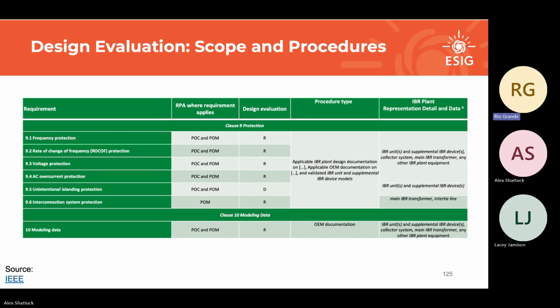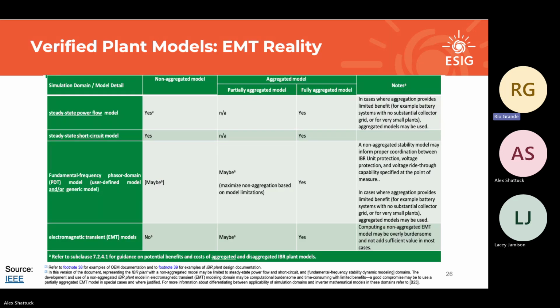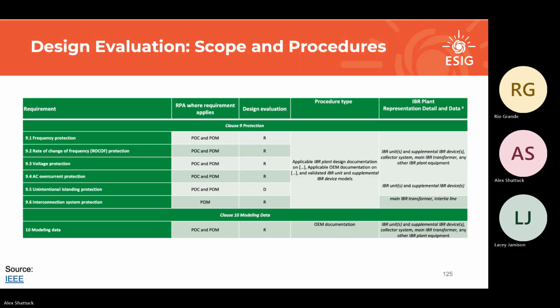Voltage protection, basically just like PRC 29. AC overcurrent is different, but that's another test you want to run, based on the parameterization there. Unnatural islanding, interconnection system protection are the other tests that you do for protection. And the last one is modeling data, and that's basically documentation review. That's one of the verified steps of the design evaluation. So checking your modeling data, checking it against OEM documentation, the documentation of the supplemental devices, all of that. So the last kind of check there.